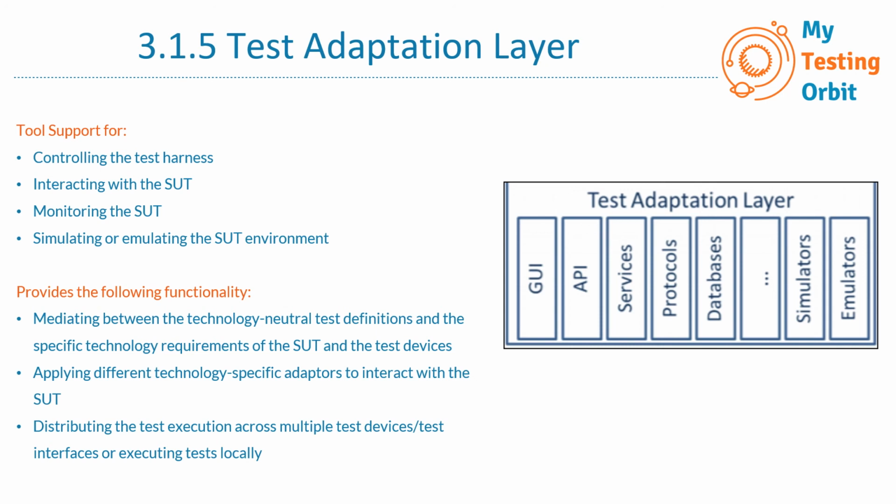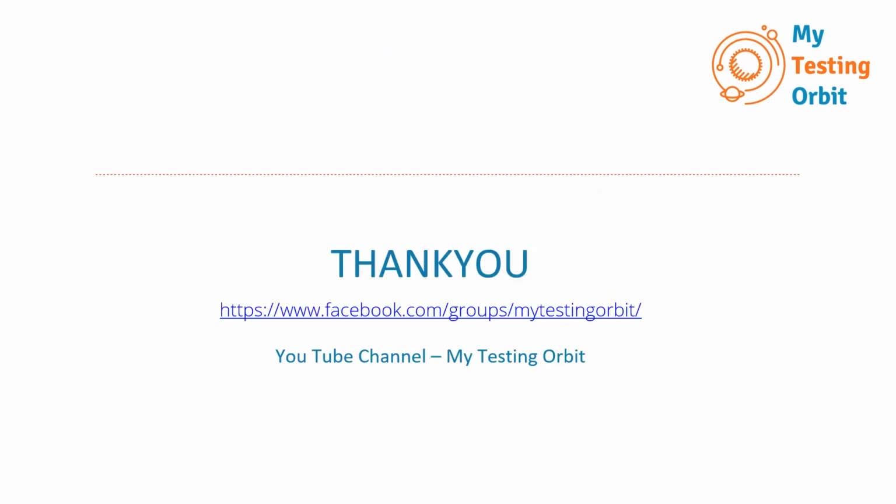So this is basically the entire test adaptation layer functionality in a test automation architecture. I hope that this is clear. And with this, we have come to the end of the test adaptation layer.